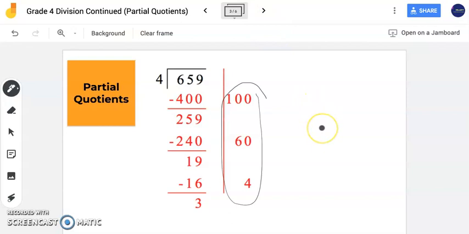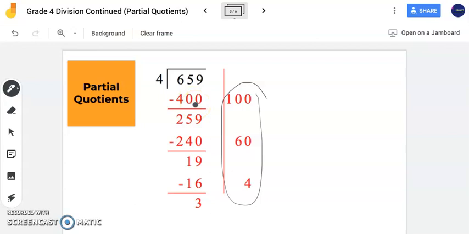Here we have 659 divided by 4. Now I used partial quotients here to solve. First thing I did was draw a line down the side here. Now notice what I did here was I took it digit by digit, except I first started with my divisor of 4. 4 times something gets me close to, this time, 659. So 4 times 100 is 400.